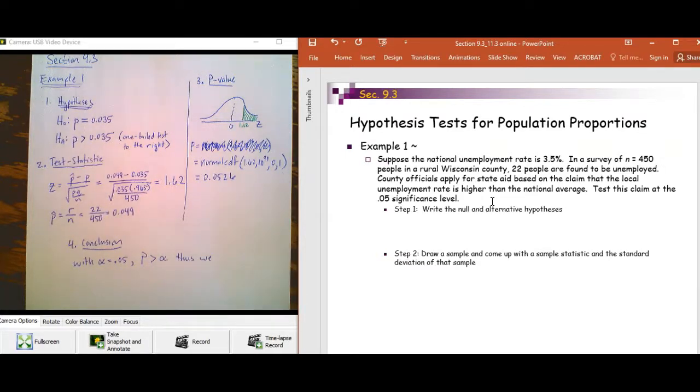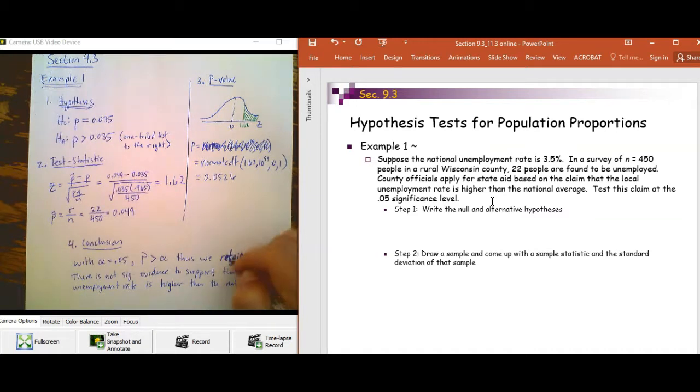Thus, what do we do when it's bigger? We retain the null hypothesis. Retain the null hypothesis when it's larger. There is not significant evidence to support that the unemployment rate is higher than the national average. Retain.